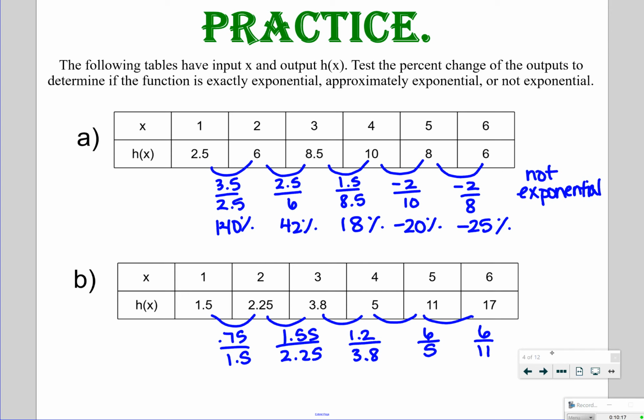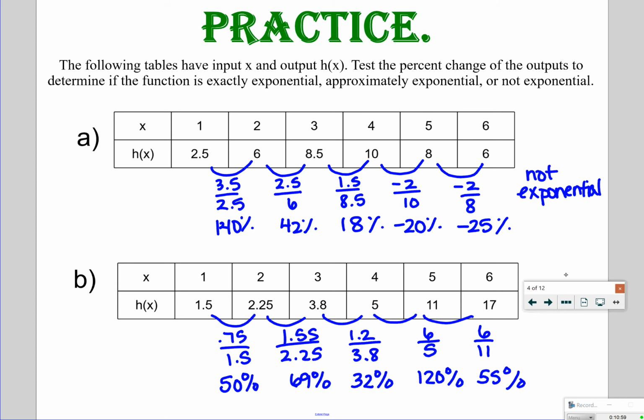Okay, and let's go ahead and divide those. I'm going to get for the first one 1/2, or 50% for my percent change. 1.55 divided by 2.25 gives me about 69%, 68.8. 1.2 divided by 3.8, I get 32%. 6 over 5 is going to give me 120%. And 6 over 11 is going to give me 55%.